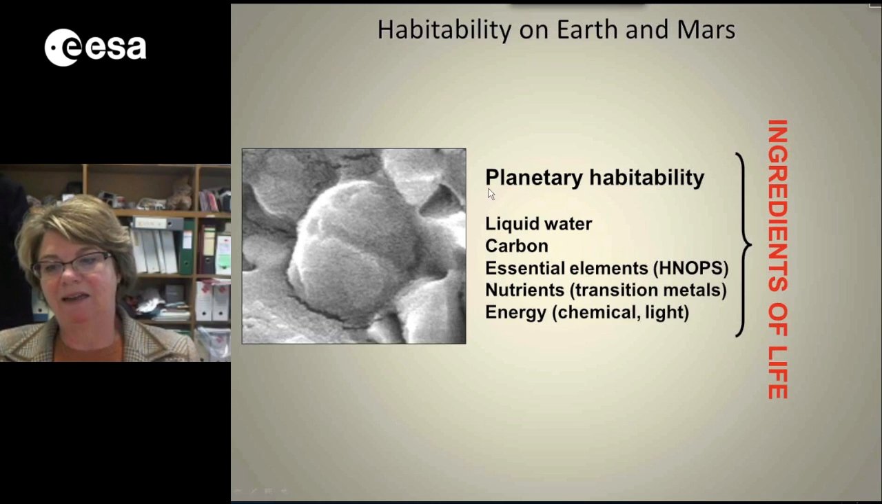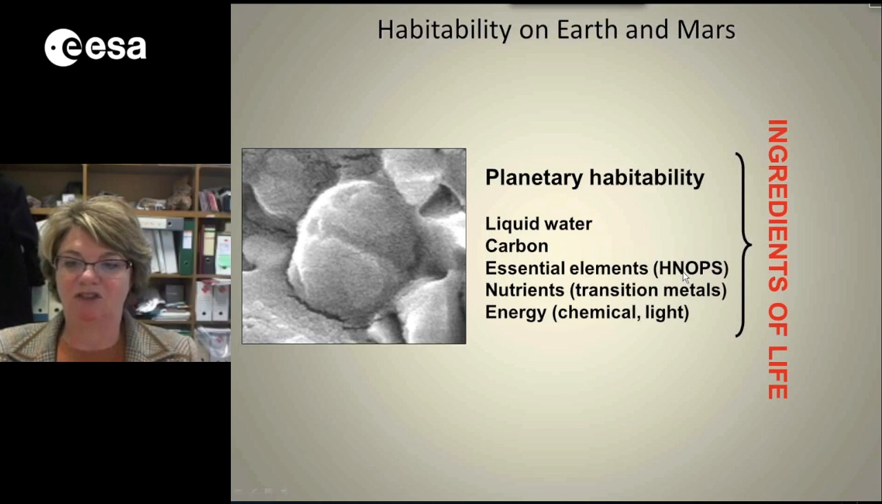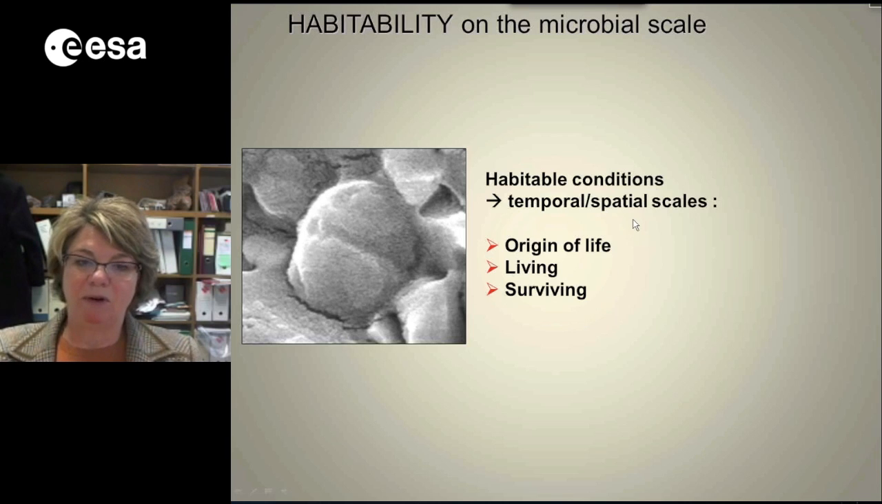can be defined as the ingredients of life: liquid water, carbon, bioessential elements such as hydrogen, nitrogen, oxygen, phosphorus, and sulfur, as well as essential nutrients such as transition metals and different kinds of energy, chemical or light energy. But if we look at things on a microbial scale, scales are vastly different.